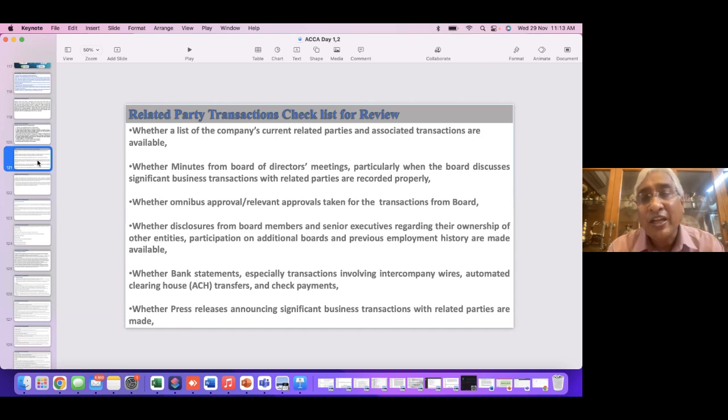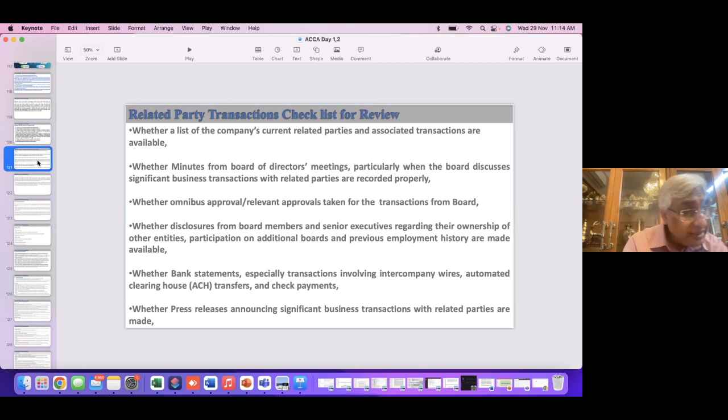So, for example, you are trying to prove that a transaction of X company with Y company is a related party transaction, which the company has not pointed out to you. As an auditor, it is your duty to know in a better way what the status of Y company is. By any chance, if this company comes as a subsidiary company or some other relationship exists, then definitely it has to be disclosed and all the paraphernalia or compliance as to related parties must be fulfilled. Now, whether omnibus approval or relevant approvals were taken for the transactions from the board.